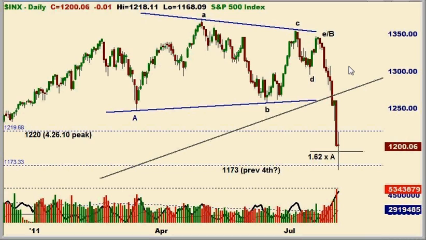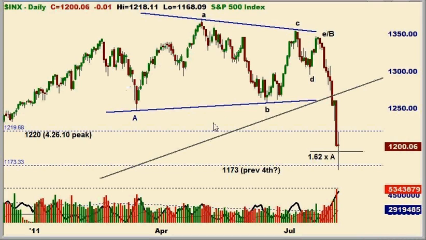Here's an alternate count. As you probably remember, I was looking for a triangle, A, B, C, D, E, which did not work out. We've obviously broken the triangle to the downside. However, if you adjust this count somewhat, you still count the first decline to the March lows as A, and from there we have a triangle A, B, C, D, E of B of this pattern, and from there an impulse down of C. This works out very nicely for a variety of reasons.